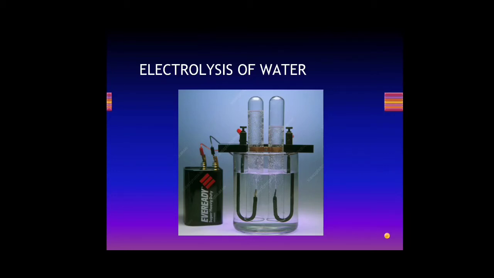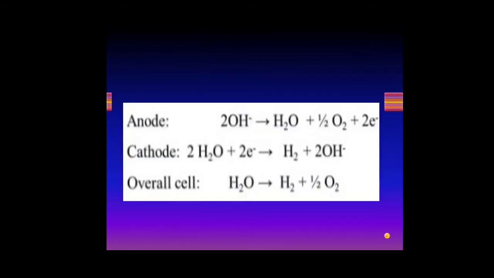Let's see the electrochemical reactions for this. At the anode we get oxygen gas. What happens is two hydroxyl ions form one water molecule and half a molecule of oxygen. This equation can also be multiplied by 2 to write 4OH, giving you 2 water molecules and 1 oxygen molecule plus 4 electrons. At the cathode we have 2 water molecules accepting electrons to form hydrogen and 2 OH ions. So the overall reaction is written as water splitting up into hydrogen and oxygen.